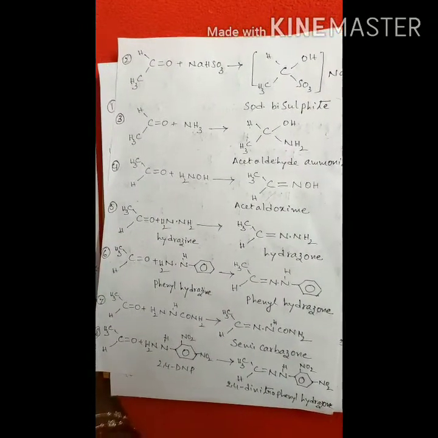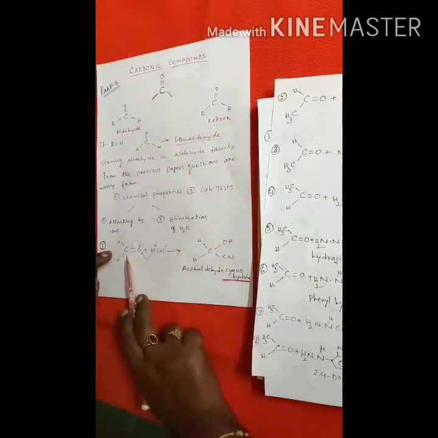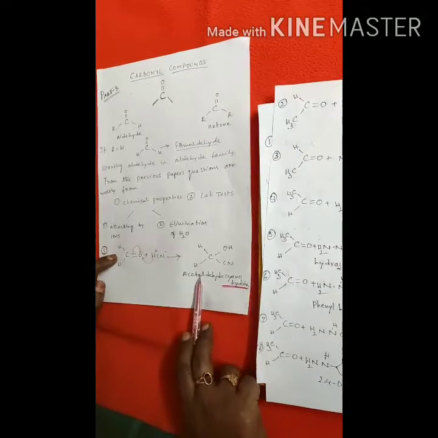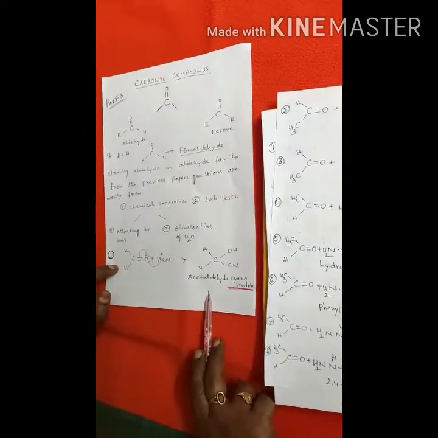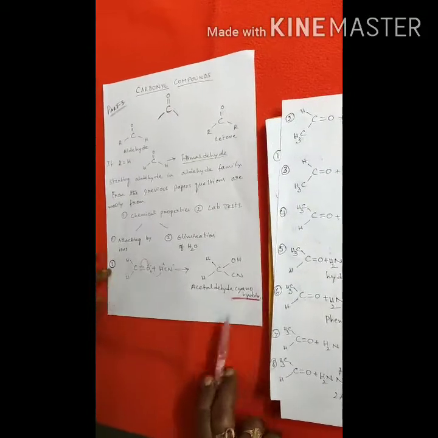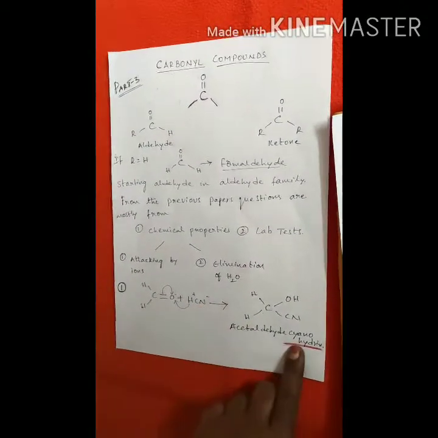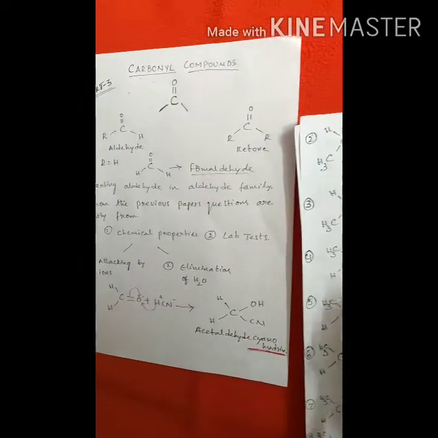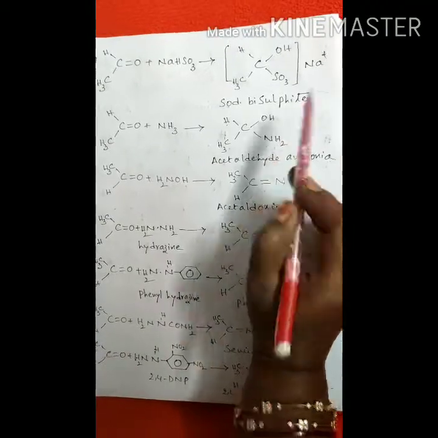So cyanohydrins. If we react acetaldehyde with HCN, then we get acetaldehyde cyanohydrin. If acetone reacts with HCN, then we get acetone cyanohydrin. Whatever it may be, when carbonyl compounds react with HCN, we get cyanohydrins. And here the sodium bisulfite addition compound is formed.